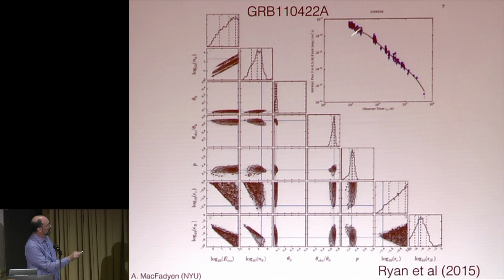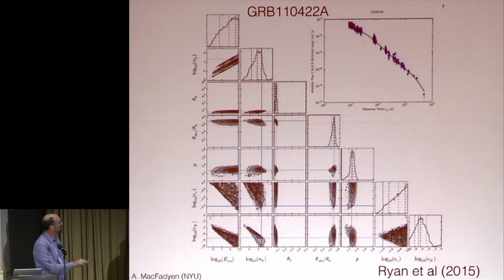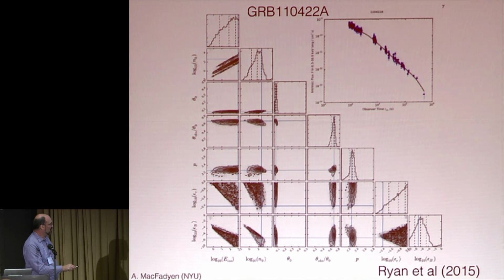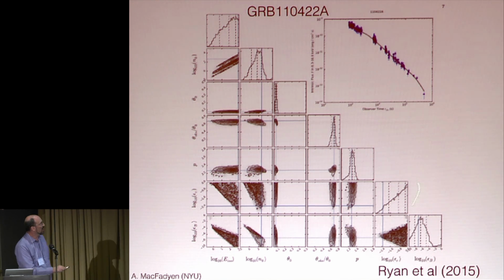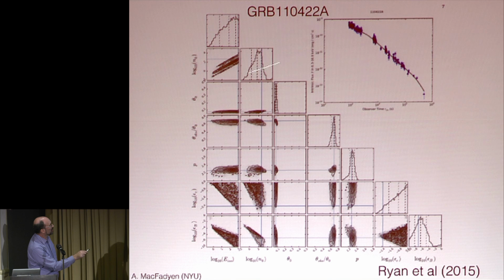It's a little complicated, but here are the data for 110422A. And here's E iso, the density, the opening angle of the jet. And here's the observer angle with respect to the opening angle of the jet, the electron slope, and epsilon E and epsilon B. You can see some things are not well constrained. They have wide distributions, but others are.